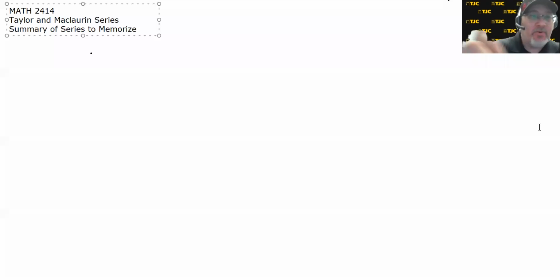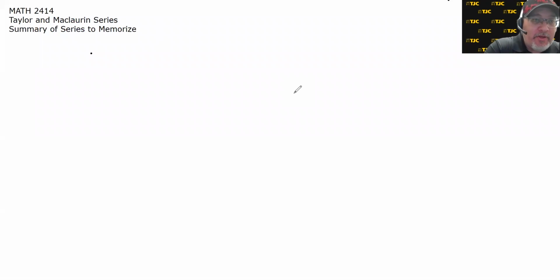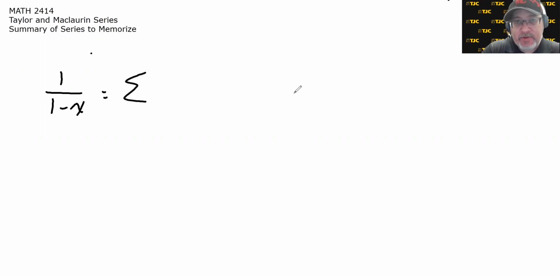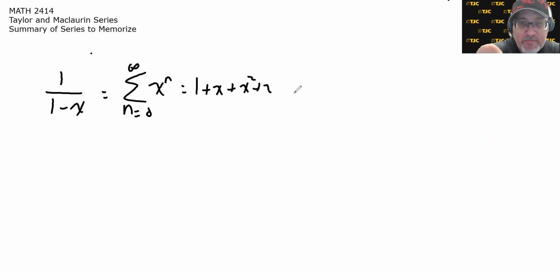All right, so let's start with 1 over 1 minus x. That's just the sum of a geometric series, so we can say the sum from n equals 0 to infinity of x to the nth power. But for each of these, we also have to know where it converges. Let's go ahead and write this out. This is just 1 plus x plus x squared plus x cubed, and it converges over here. We're going to list the interval of convergence.